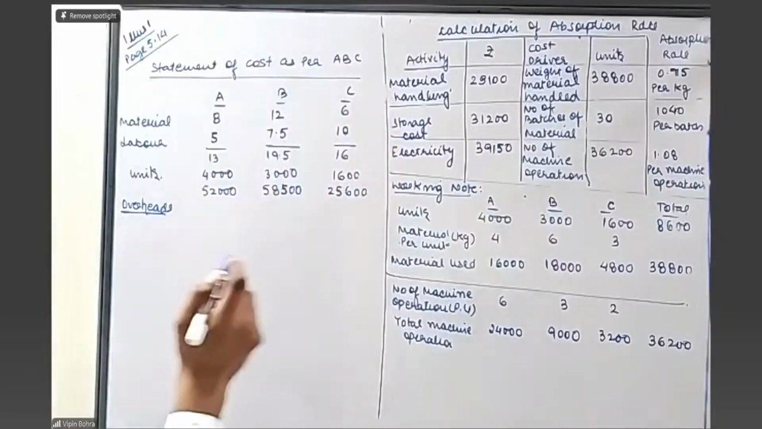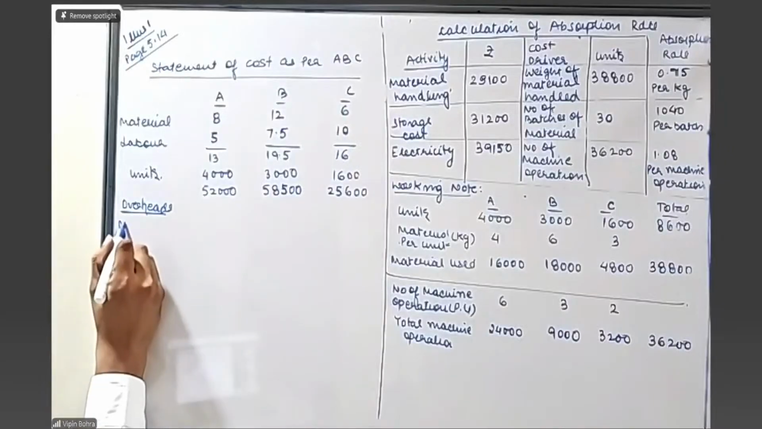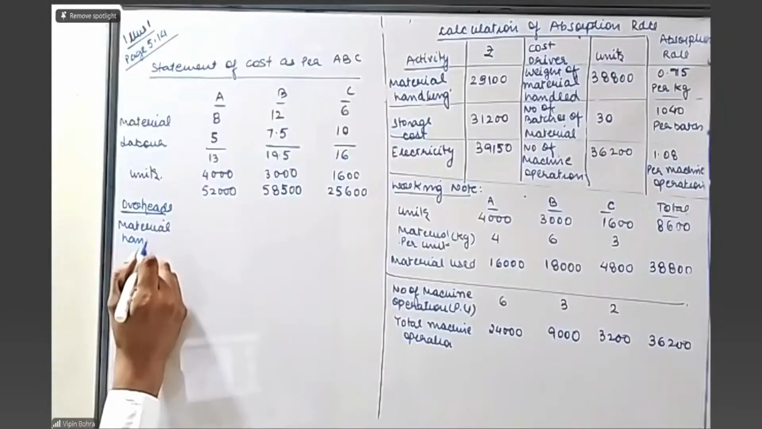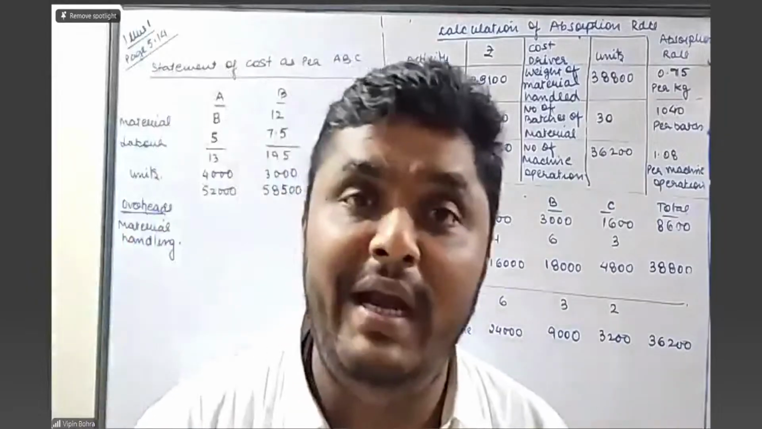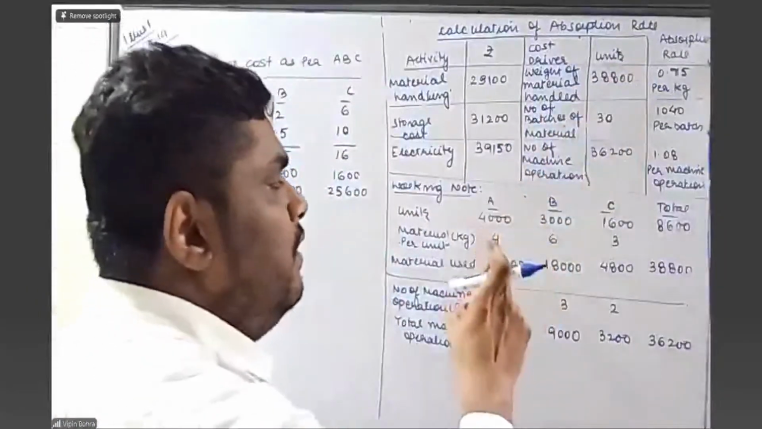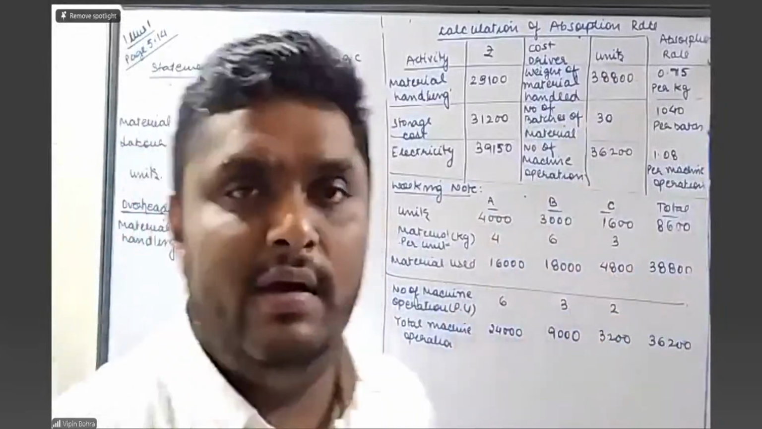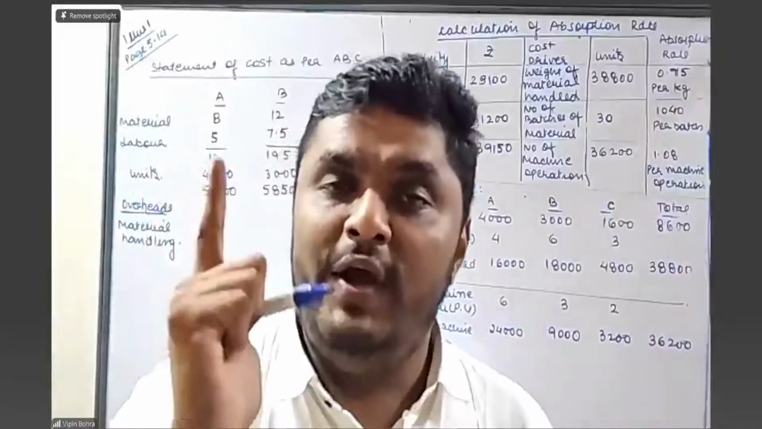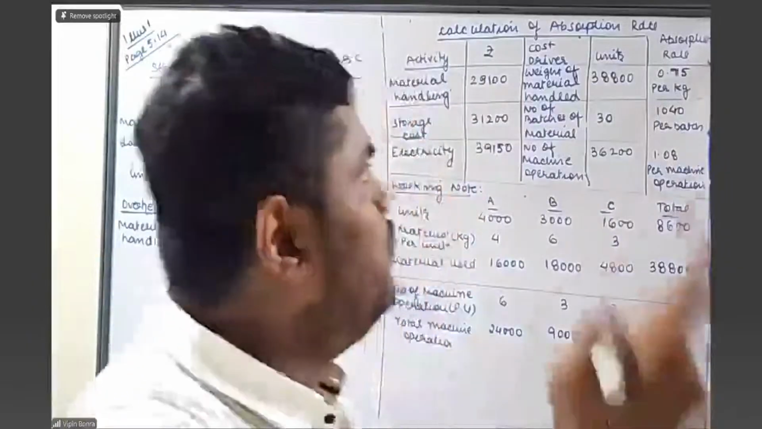So first one is what? Material handling. Now material handling is dependent upon what? Weight of material. How come we got 38,800? 16,000, 18,000, 4,800, we got 38,800. Now, how much is the rate? 0.75 per kg. For every kg, 0.75 will be my overheads, and overheads are related to material handling.